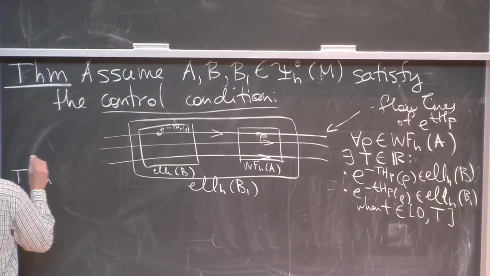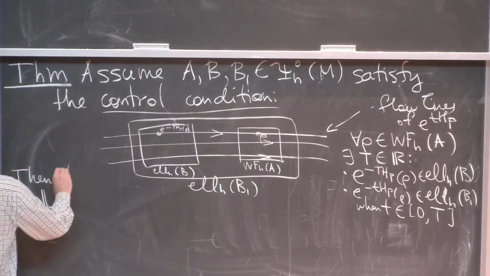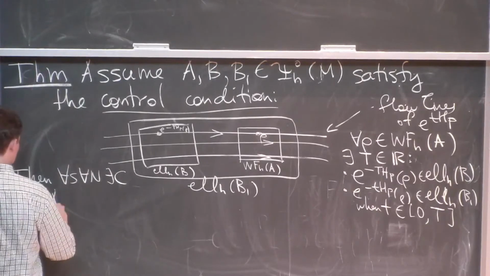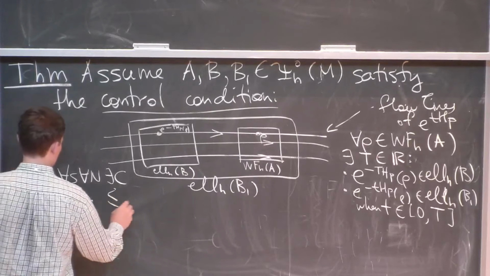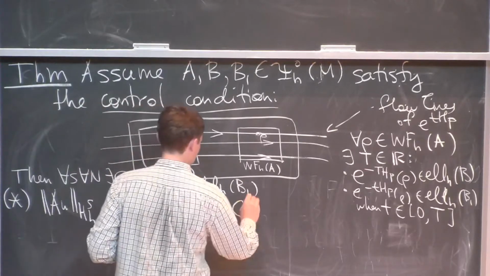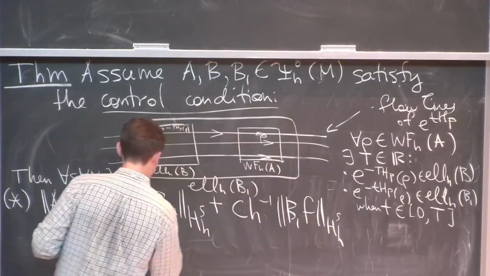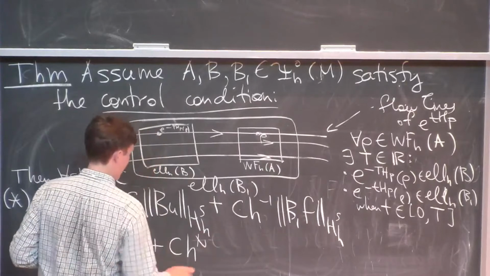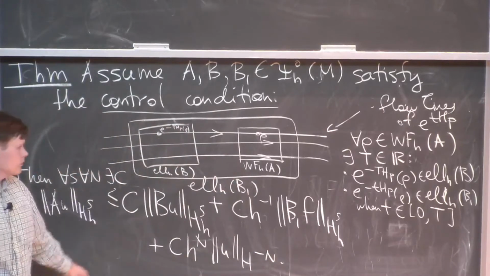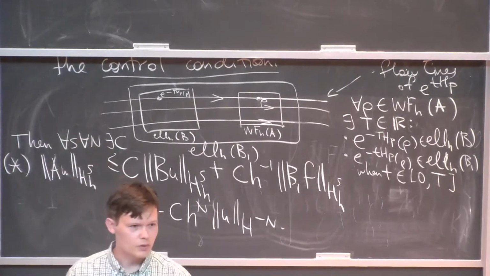Then we have the following estimate. So I'll call this star. And the estimate is like this. Well, for every s, for every N, there exists C. I think that's all the quantifiers I need. The norm of Au in H^s_h is bounded by a constant times the norm of Bu in H^s_h, plus a constant times h inverse times the norm of B1 f in H^s_h, plus a remainder constant h to the N times the norm of u in any negative Sobolev space. Like that. I know, hopefully this is still visible. Okay. So that's the estimate. That's what we'll be proving.